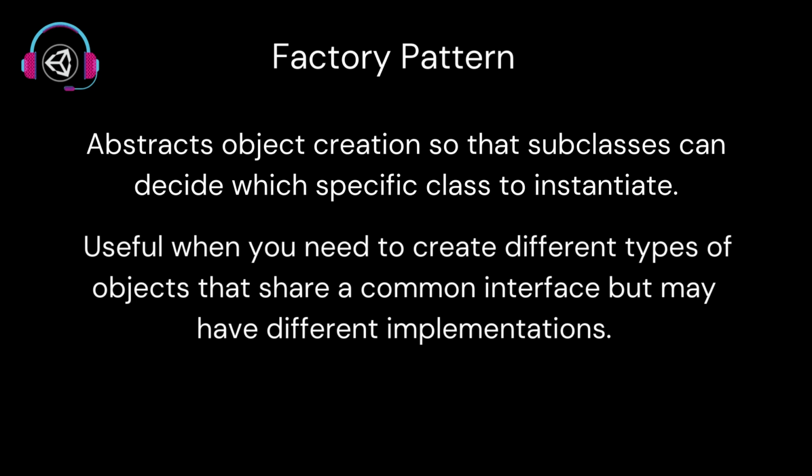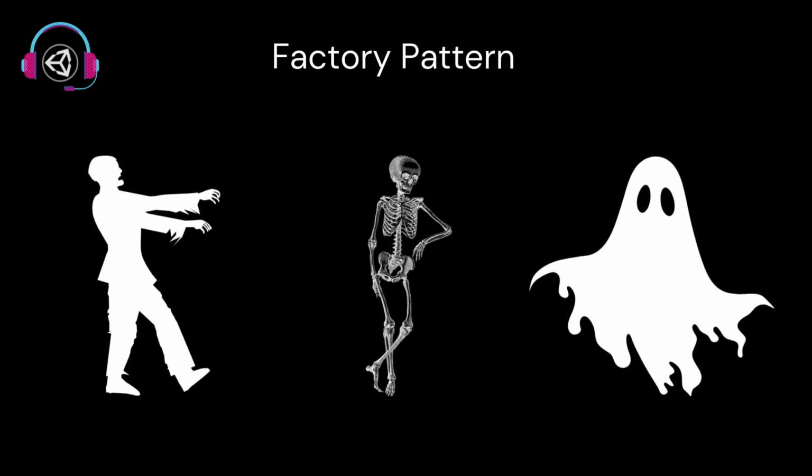different implementations. Let's say you have different types of enemies in your game, like zombies, ghosts, or skeletons. Instead of directly creating objects of these classes, you can use a factory to handle their creation. This keeps your code cleaner and more maintainable.